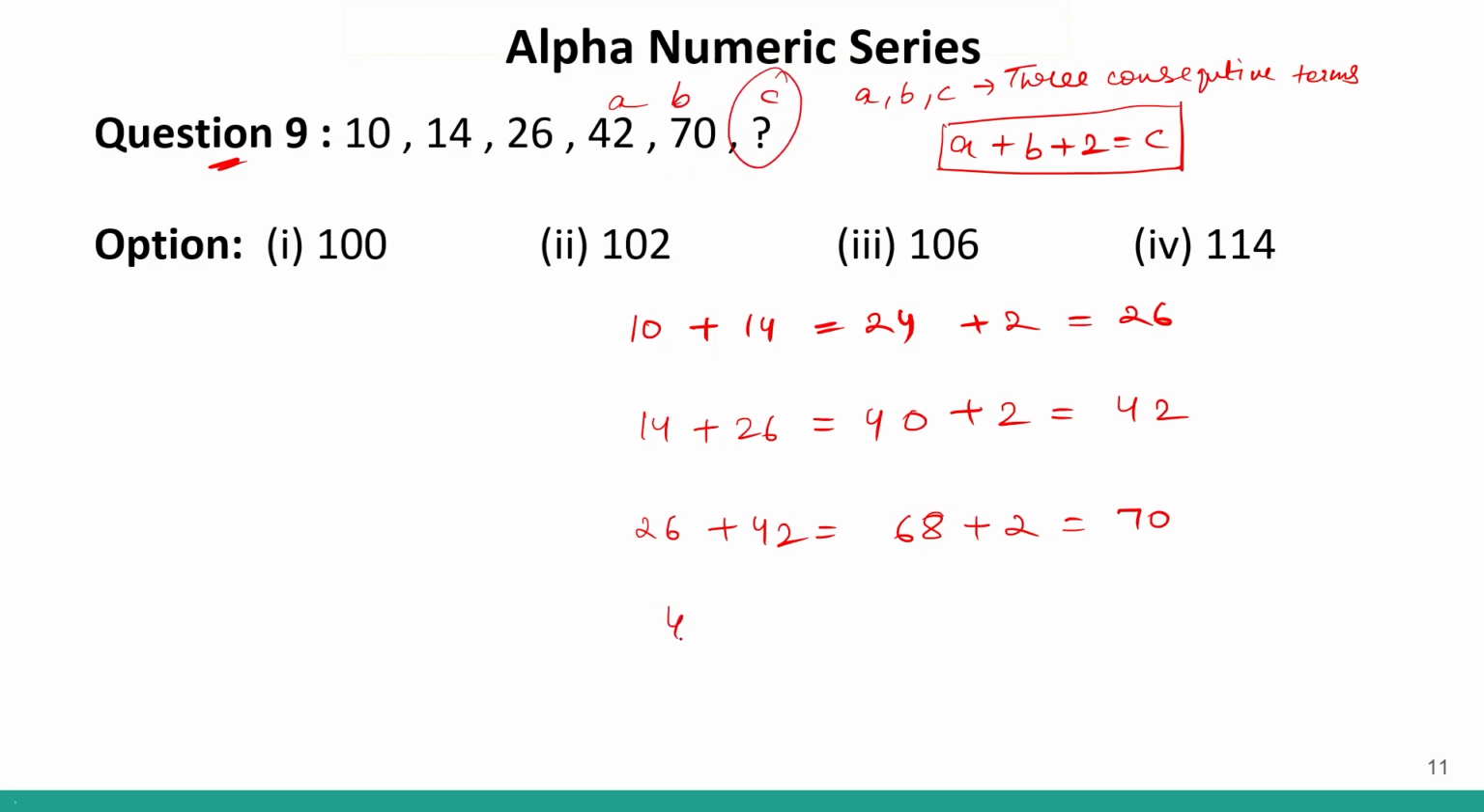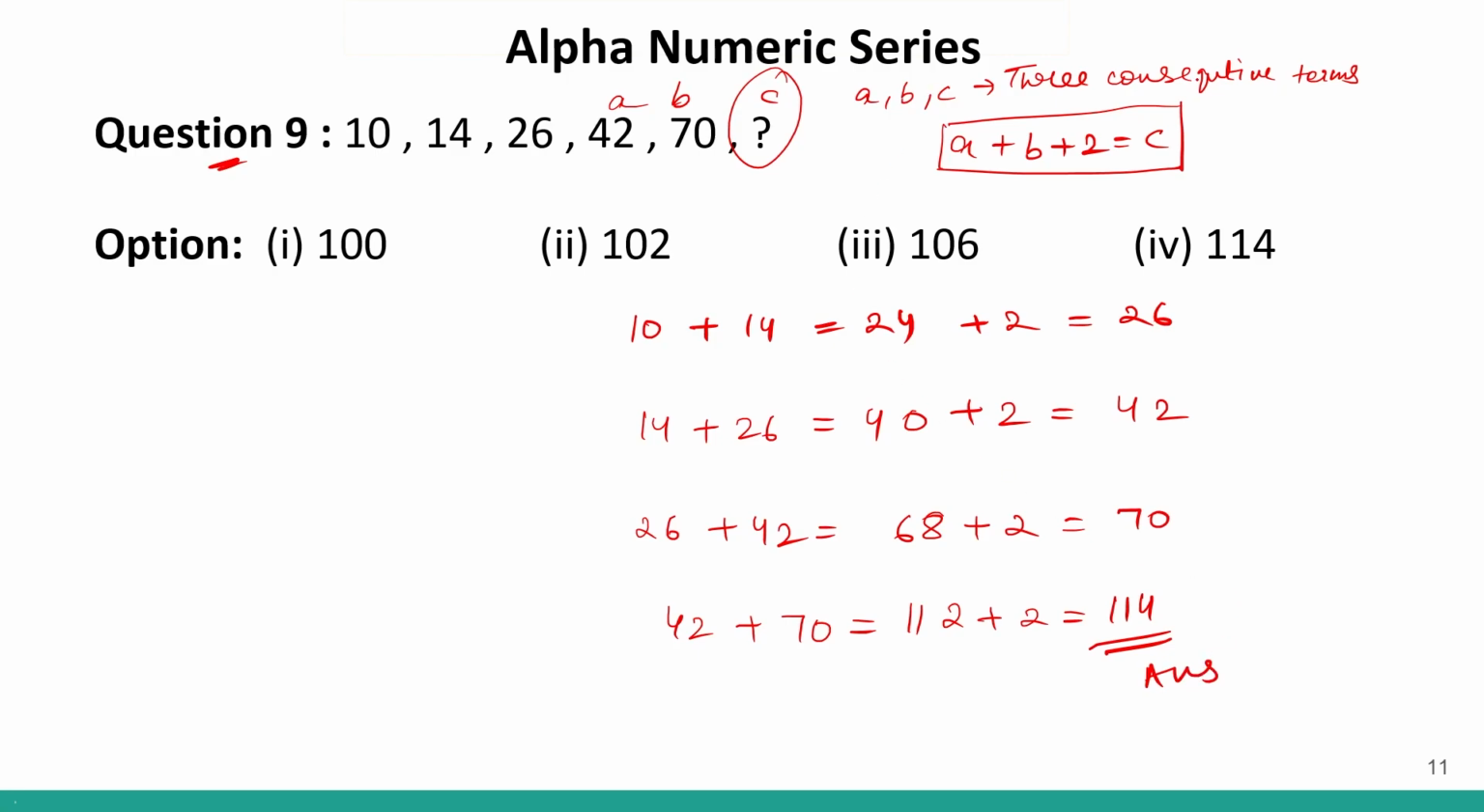So A plus B, that means 42 plus 70. So I'll get 2, and over here I'll get 112. And if I add 2 into it, I'll get 114. So this will be my answer. 114 will be my answer.